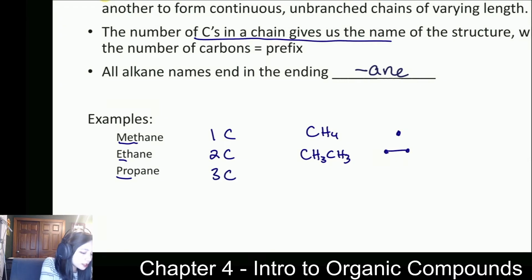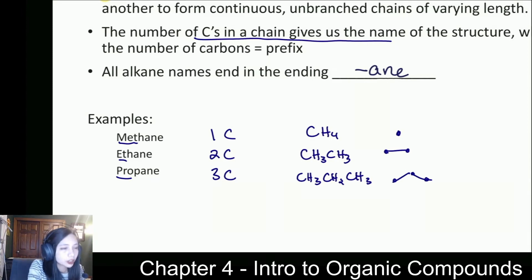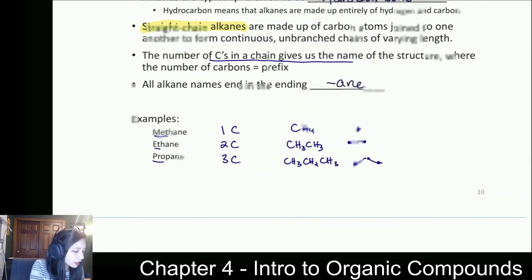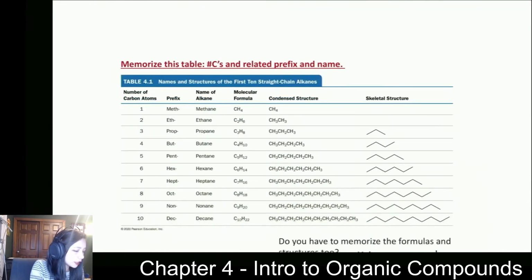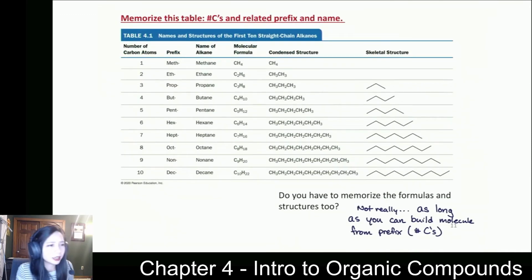Propane is 3 carbons, so it has the formula CH3, CH2, CH3, and we need 3 carbons. It would look like this. All right, that's a really bad drawing, but you get the picture. You see that there are 3 either ends or joints within there. Right, so those are some of our examples of alkanes, the simplest kind. So that's where a lot of our parent names come from.